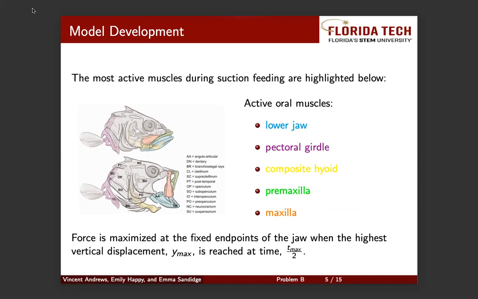And we noted here at the bottom that the force was maximized at the fixed endpoints of the jaw when the highest vertical displacement was reached, Y max. And we noted that the time that this would happen would be T max over 2, where T max is the full period of the oscillation.